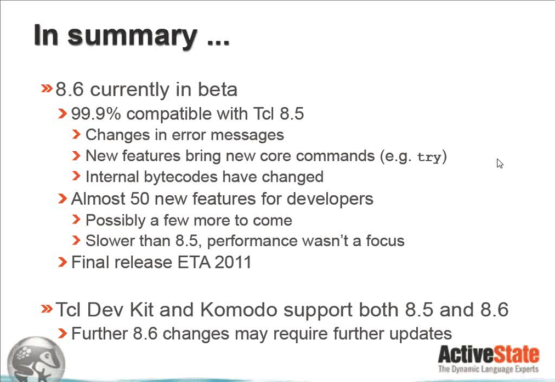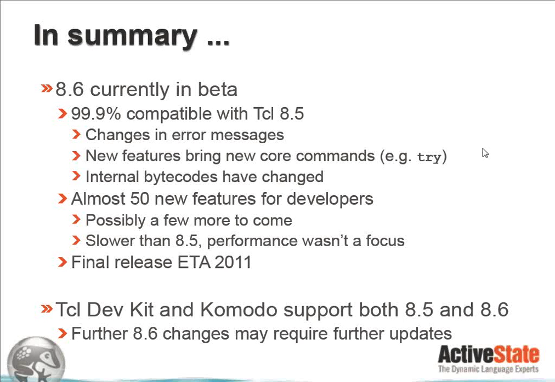There are almost 50 new features for developers. There's several very large features, especially things like the OO, the availability of zlib, and the entire TDBC extension. And there are possibly a few more to come, as we haven't finalized, of course, 8.6. 8.6 is currently slower than 8.5. Performance wasn't a focus. The performance hit is actually about 25%, depending on the architecture you're running on, though we're looking at ways in which that can be remediated. Final release, we're hoping to be done this year.